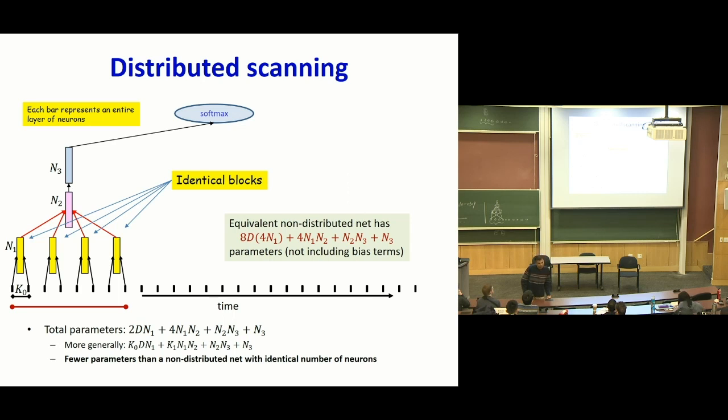N2 times N1? N2 times K0? Sorry, L by K0. Here I have 4 arrows. It's going to be 4 because each of the 4 is going to be unique. So I have 4 times N1 times N2. Makes sense to everybody? And then this upper guy is still going to be N2 times N3.